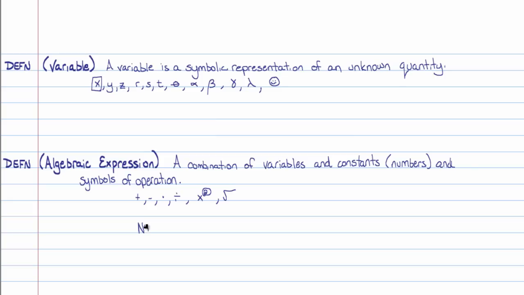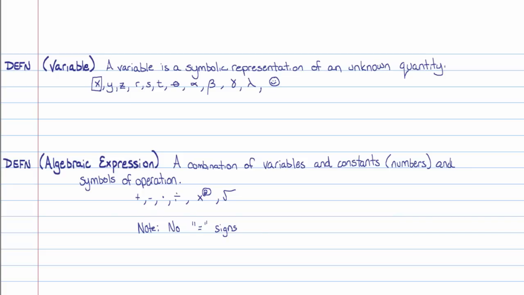So note, no equal signs. Equal signs are not symbols of operation. It doesn't tell us to do something. It tells us something about an object. It says that 3 is equal to 3. It's giving a statement. It's either true or false. And so it's not telling us to operate. It's just saying, hey, this is true.